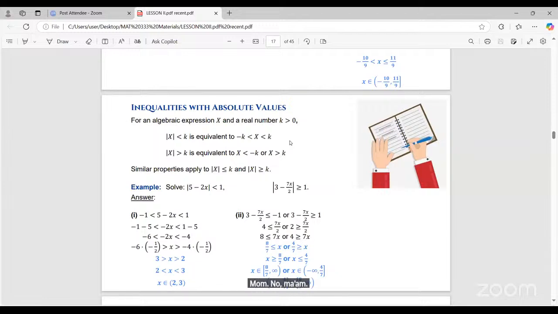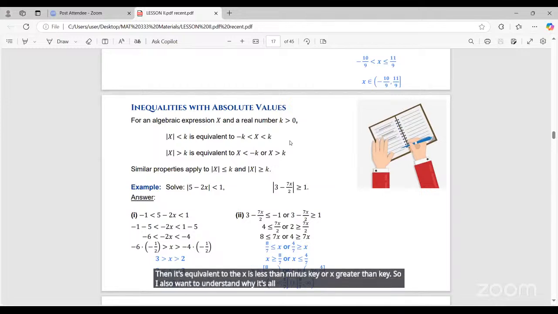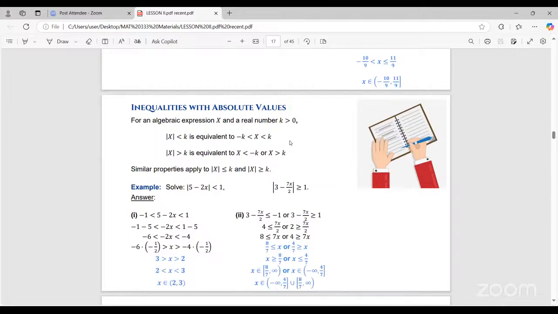Ma, for the second one, you're saying that the absolute value of x is greater than k, then it's equivalent to x is less than minus k or x is greater than k. So I also want to understand why it's 'or'. Because there are two possibilities. That's what I said now.